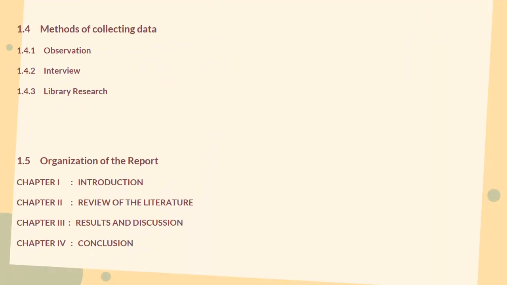1.4 Methods of collecting data. There are three kinds of methods that the writer uses to create this final project. Those are observation, interview, and library research. So, 1.5 Organization of the report. This report consists of four chapters as follows: Chapter 1 Introduction, Chapter 2 Review of the literature, Chapter 3 Result and discussion, and Chapter 4 Conclusion.